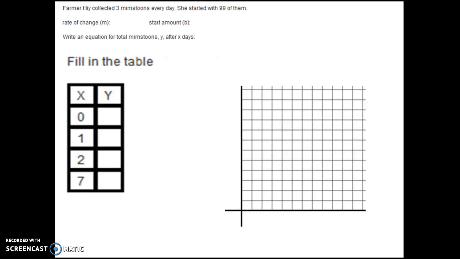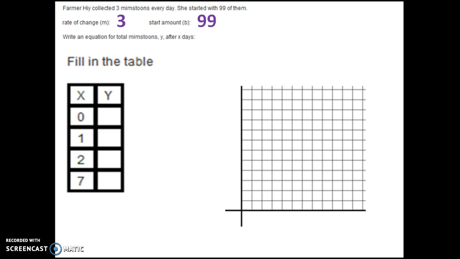Let's take a look at an example here. Farmer Hi collected 3 mimstoons every day. She started with 99 of them. So we're looking here to identify our rate of change. So what's changing? Well, the changing is how many mimstoons she has, and it's changing by 3 every day. So our rate of change is 3. Our starting amount is 99.